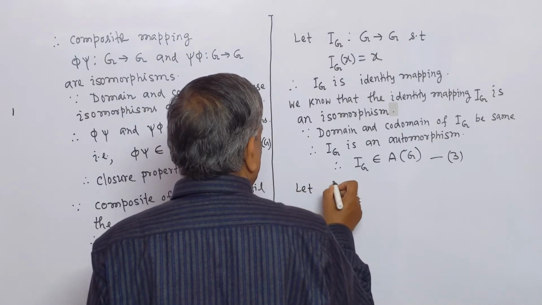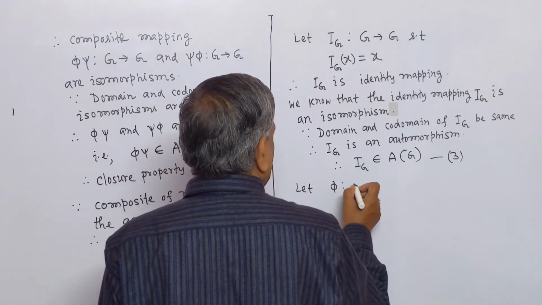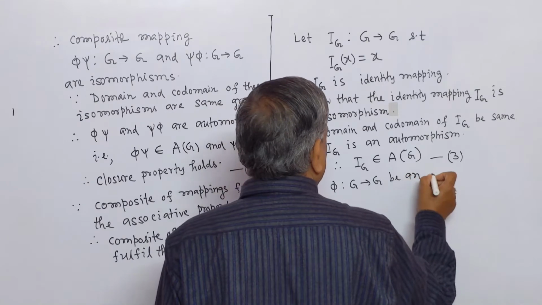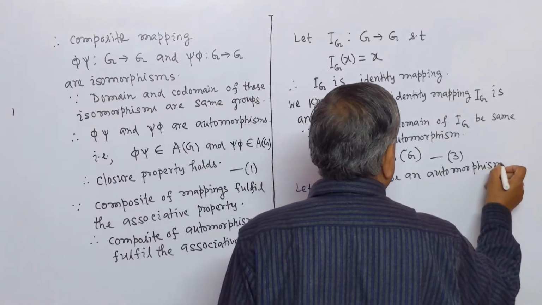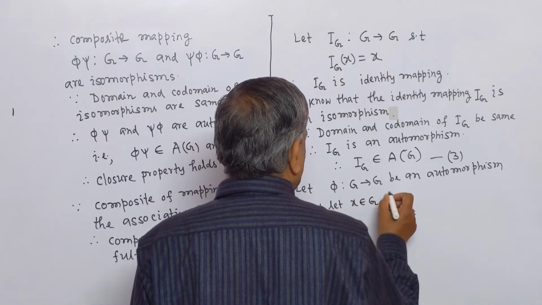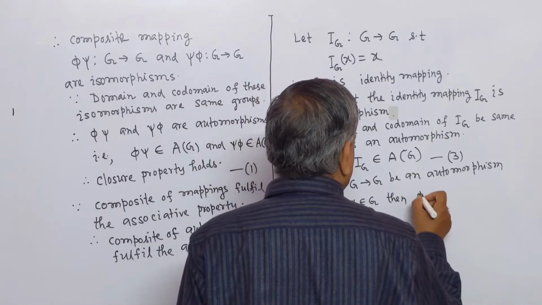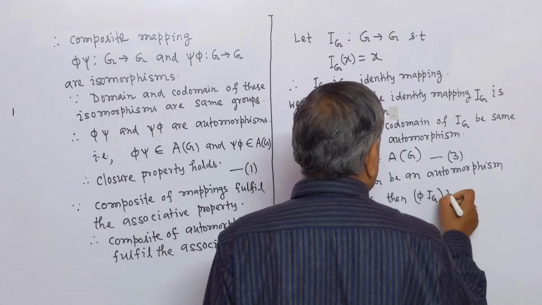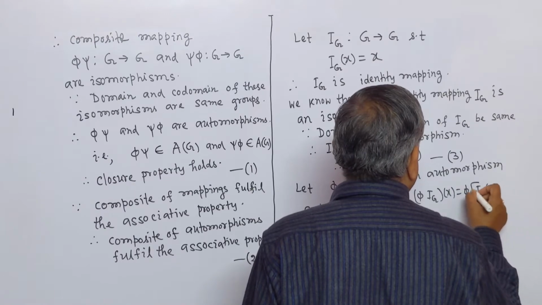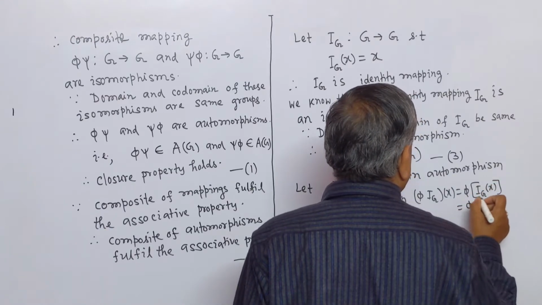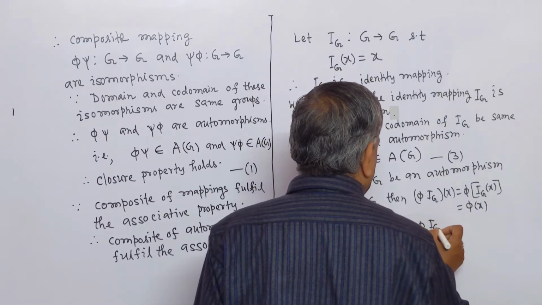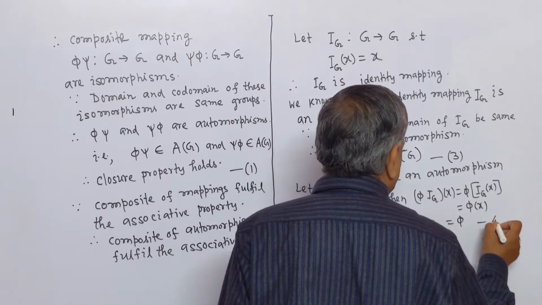Let phi defined on G into G be an automorphism, and let x belong to G. Then phi Ig x equal to phi Ig x, which means phi x, implies that phi Ig equal to phi. This is number 4.